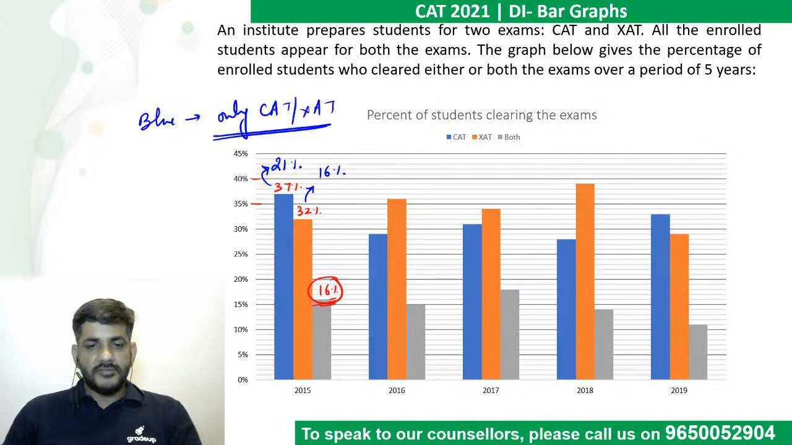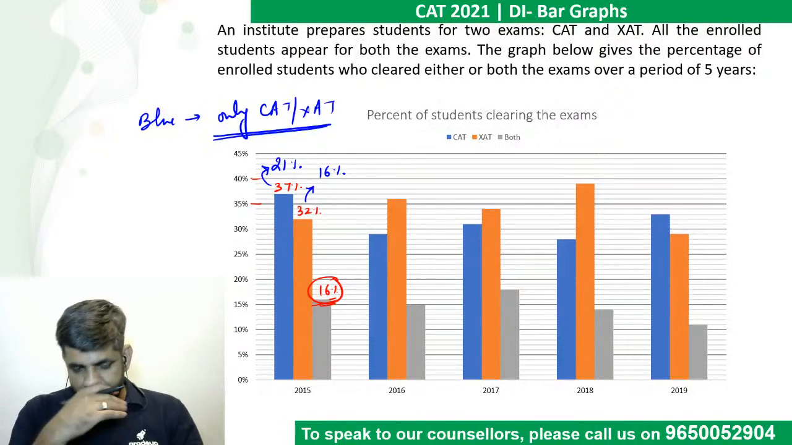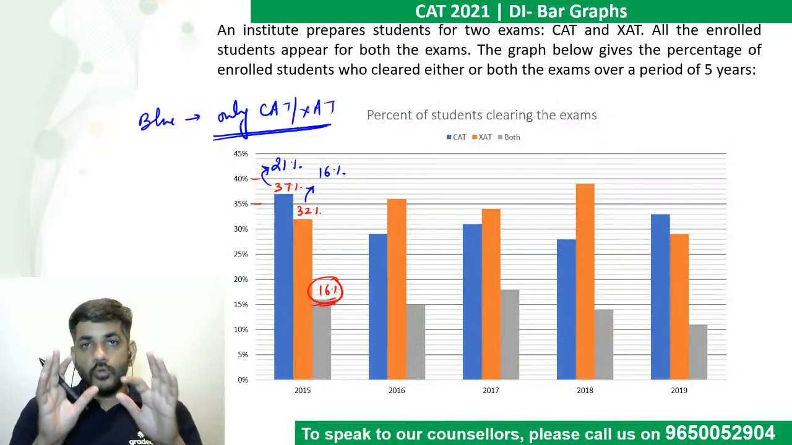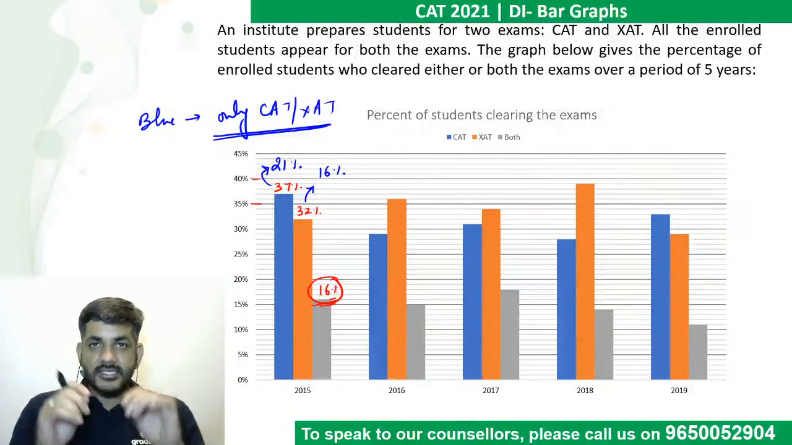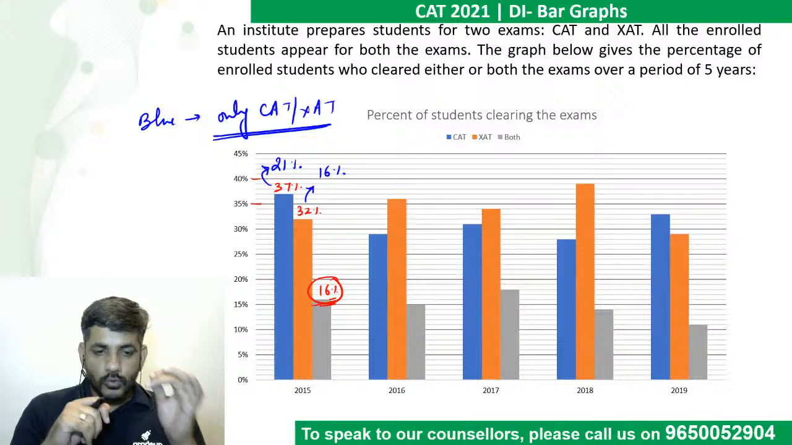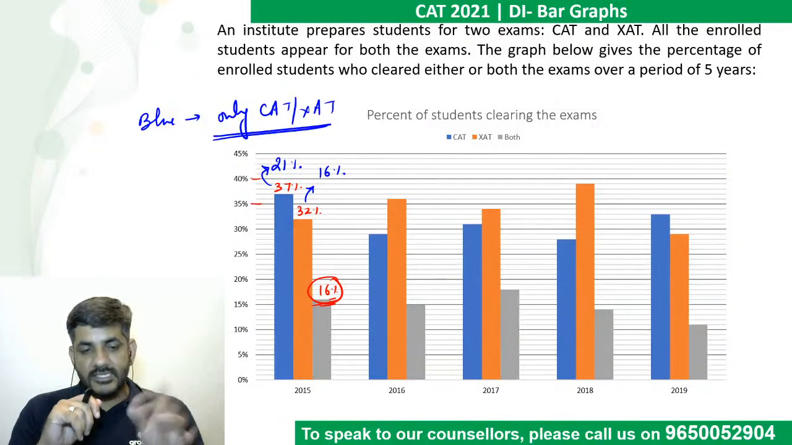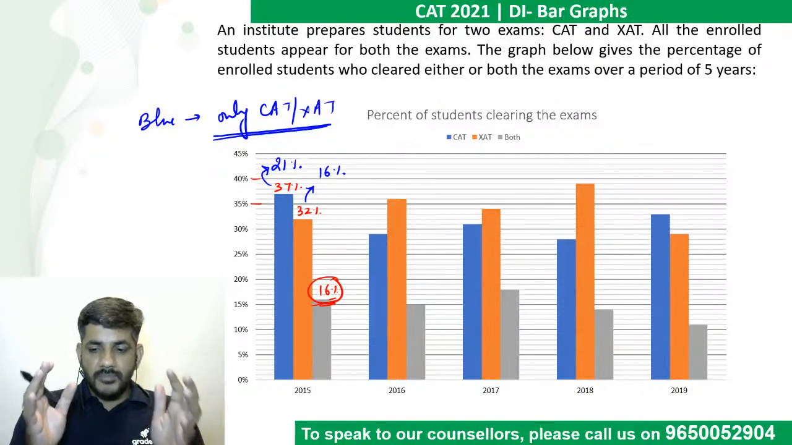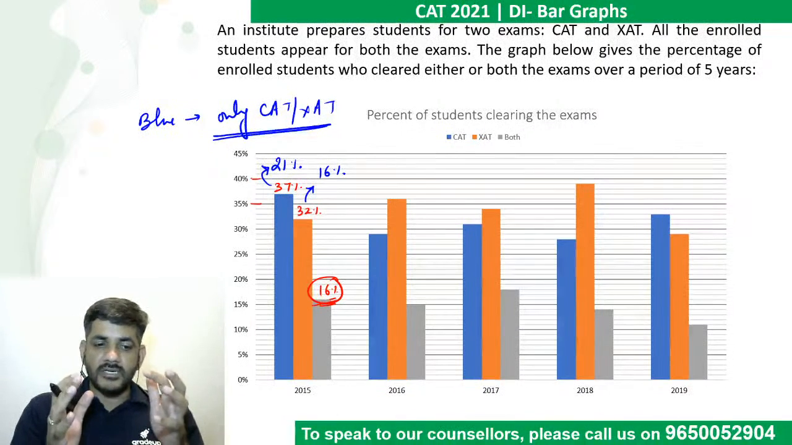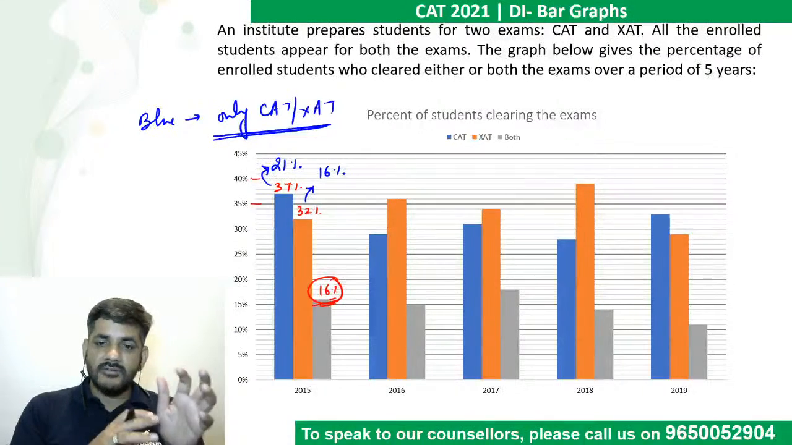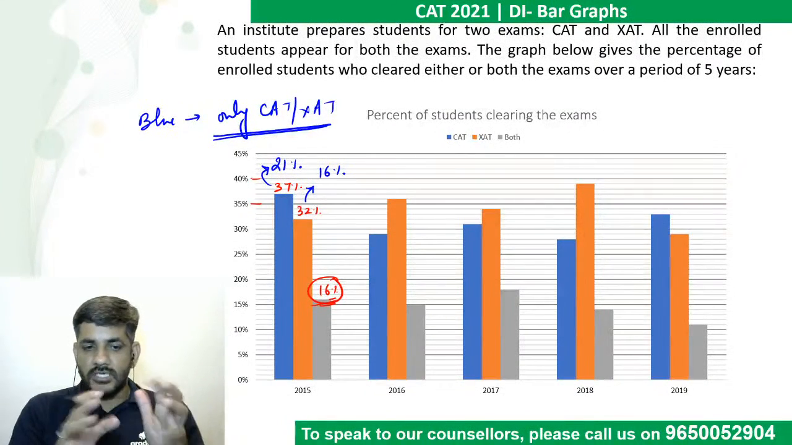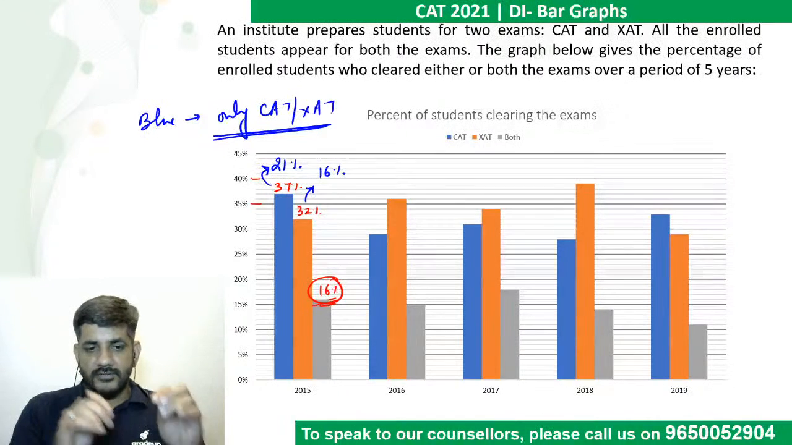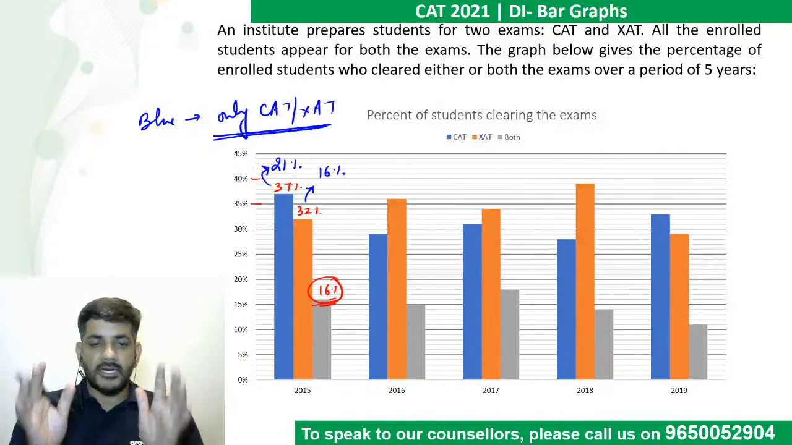So 21% of the people cleared only CAT, 16% cleared only ZAT, and 16% cleared both. So the people who cleared both, those 16%, were there in those 37% as well as those 32%. They were included in both of them, in 37 as well as 32. So I have just subtracted them now.